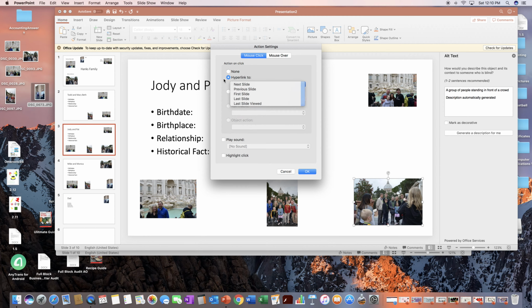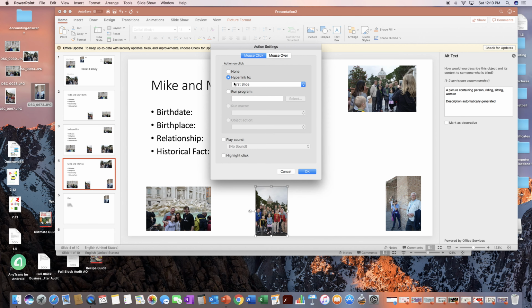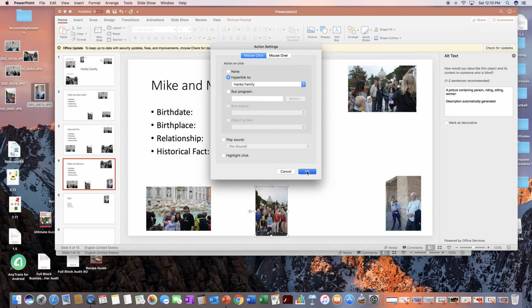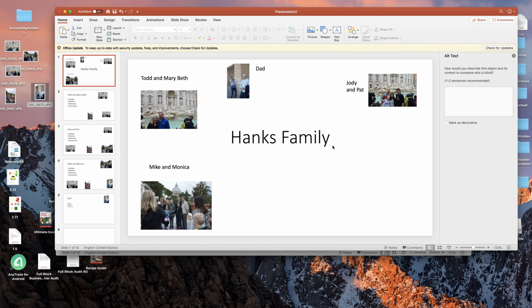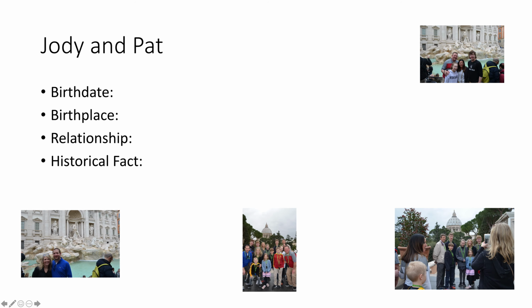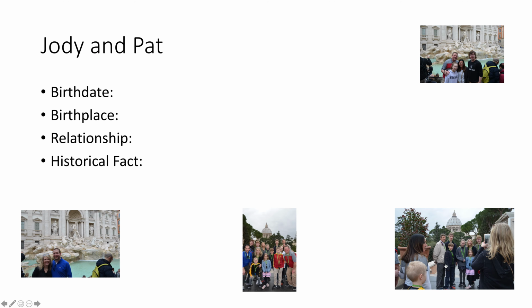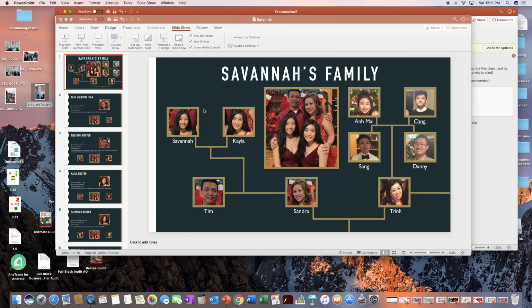And you can say next slide, or you can go down, like I said, and go all the way down. Go to slide and choose it, and hit OK. So when you run it, again, I didn't do all the buttons. You're going to want to do all the buttons. You know, go to Todd and Mary Beth, go to next, go home, go to Pat, go previous, go home. That's kind of the idea. Do that, go to next, go to Mike and Monica, go home. And that's kind of the idea behind it.